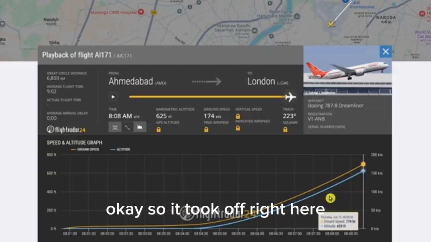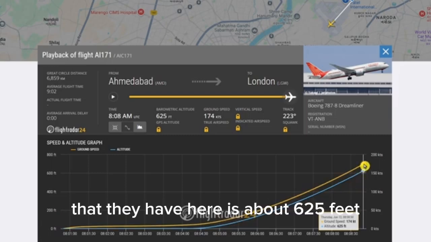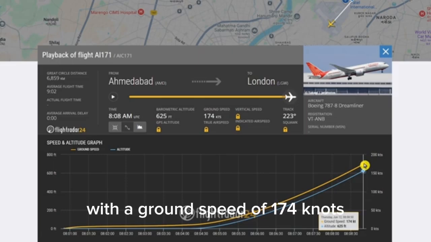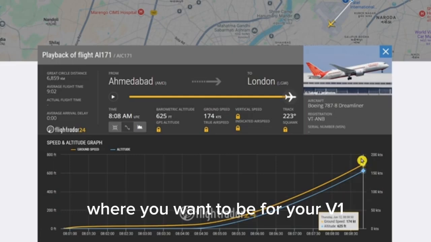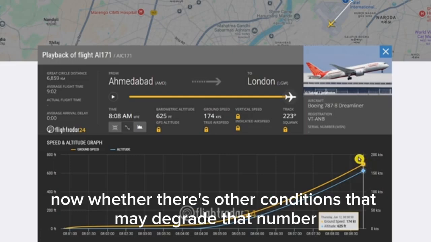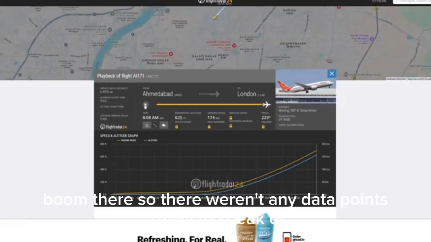Okay, so it took off right here, and it looks like their maximum height that they have here is about 625 feet, with a ground speed of 174 knots, which seems to me to be right in the range of where you want to be for your V1 when you lift off. Now, whether there's other conditions that may degrade that number, don't know at this time. There's not much to show. There weren't any data points really to speak of.